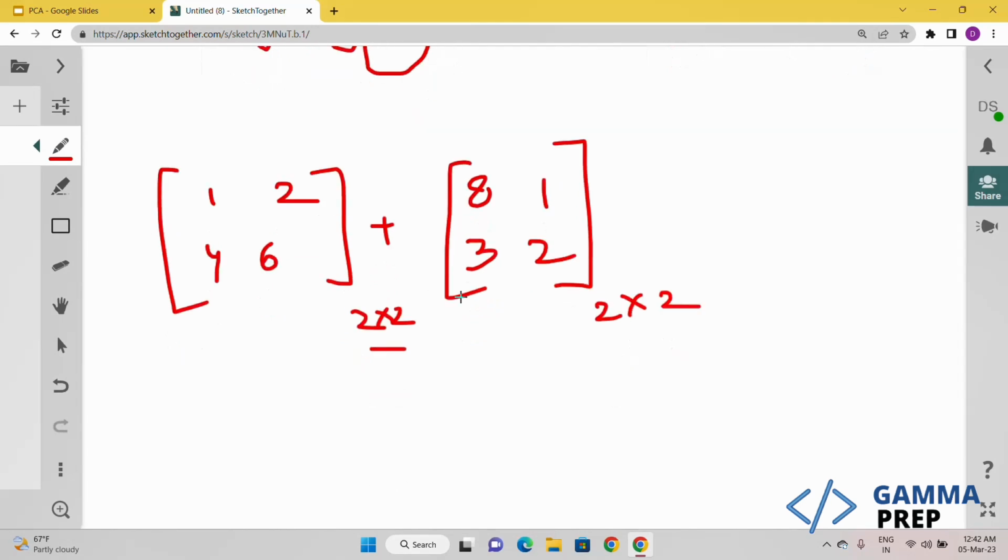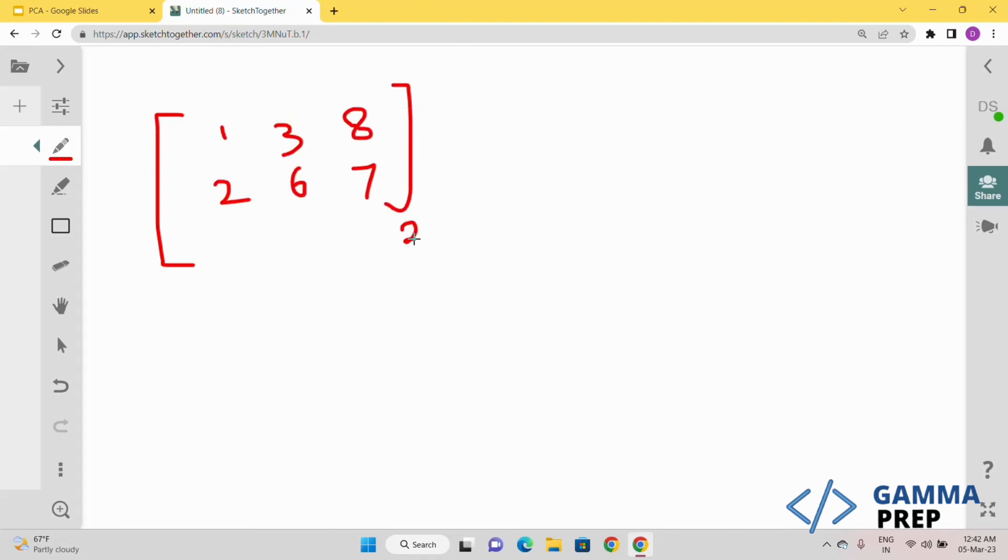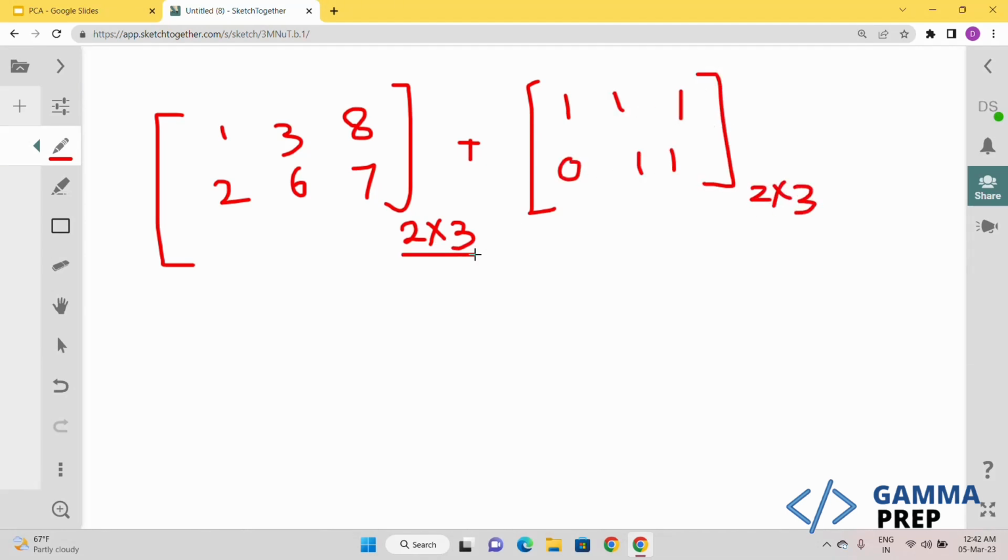Okay, let me explain it with one more example. So here the size is 2 cross 3 and I need one more matrix. Again, the size should be the same. So you can only add them when the size is the same, right? So what would this be?